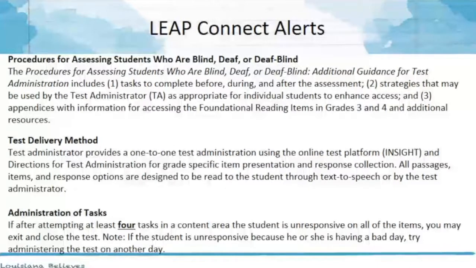As a reminder, this is a one-to-one test administration, so it is an individually administered test. It is the TA and one child. As a reminder here, for Leap Connect, if 4 tasks are attempted and the student is unresponsive on all of them, you can close the test. So for LEAP 1, it's 5. For Leap Connect, it is 4.